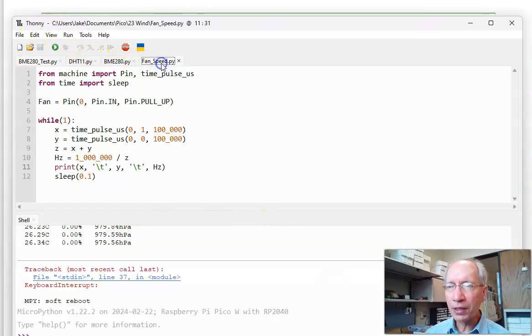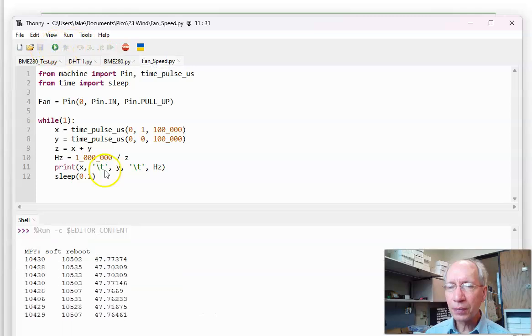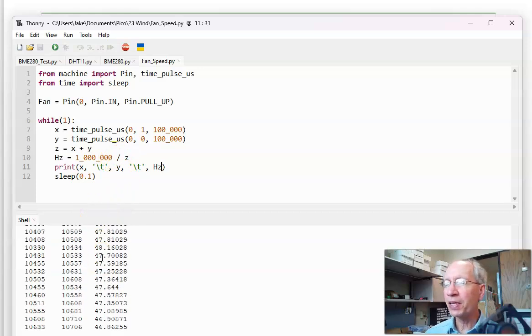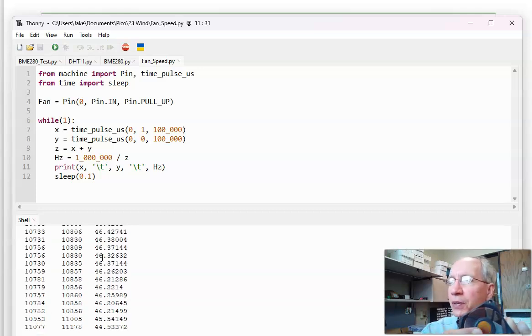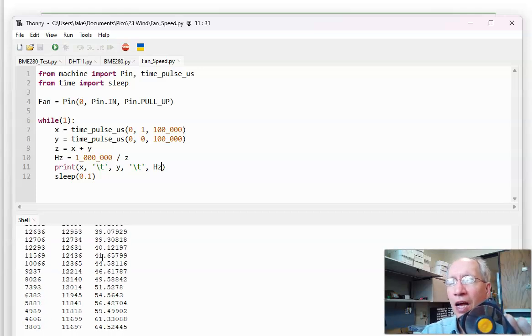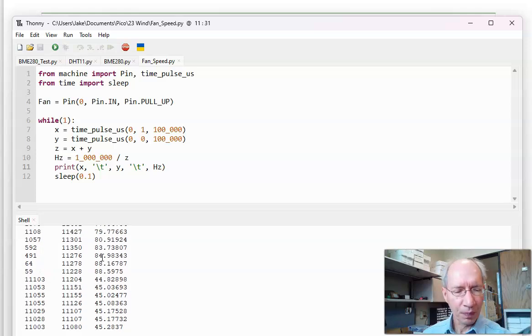Go 1 over the period, I've got the speed. So this is the high, this is the low. Take 1 million, because it's microseconds, divided by the period, I've got the speed in hertz. That's how fast this fan is spinning. If I slow it down, put my finger on it, I can see the speed is dropping. The last column is going down. It's running freely. I have a fan speed sensor. Have the wind spin that, and I've got a measurement of wind speed.